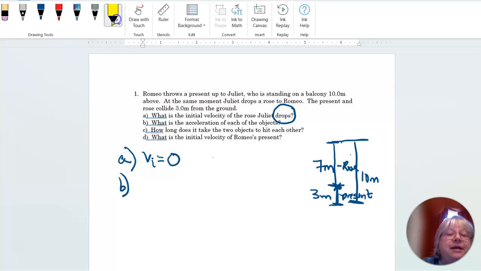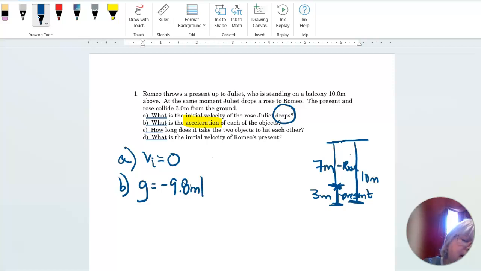B, what's the acceleration of each object? Now, acceleration here, we're talking about free fall. The two objects are in a state of free fall. Therefore, their acceleration, both, is the acceleration due to gravity, negative 9.8 meters per second squared.